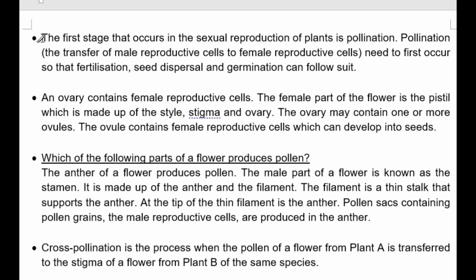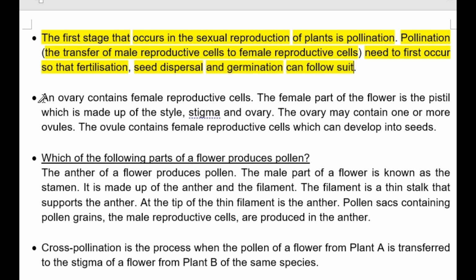The first stage that occurs in the sexual reproduction of plants is pollination. Pollination, the transfer of male reproductive cells to female reproductive cells, needs to first occur so that fertilization, seed dispersal, and germination can follow suit.